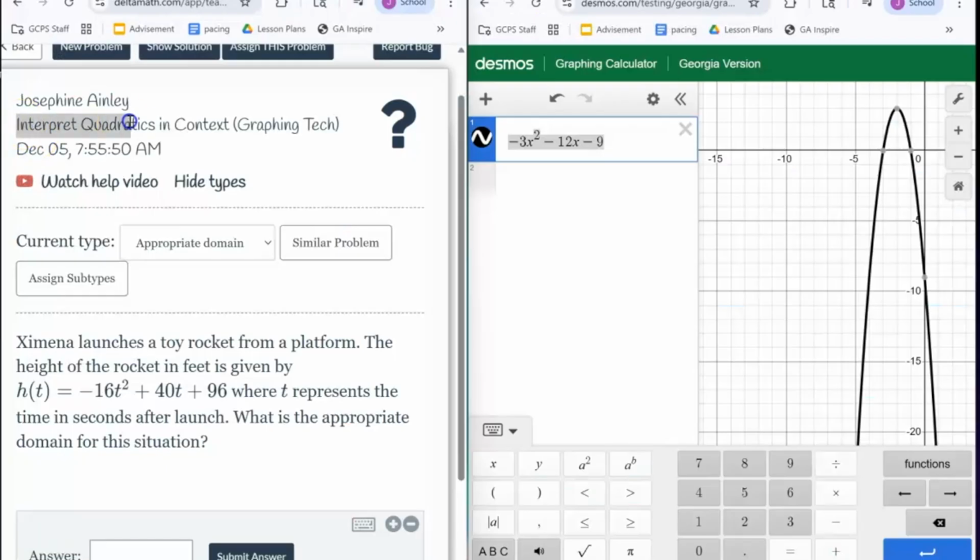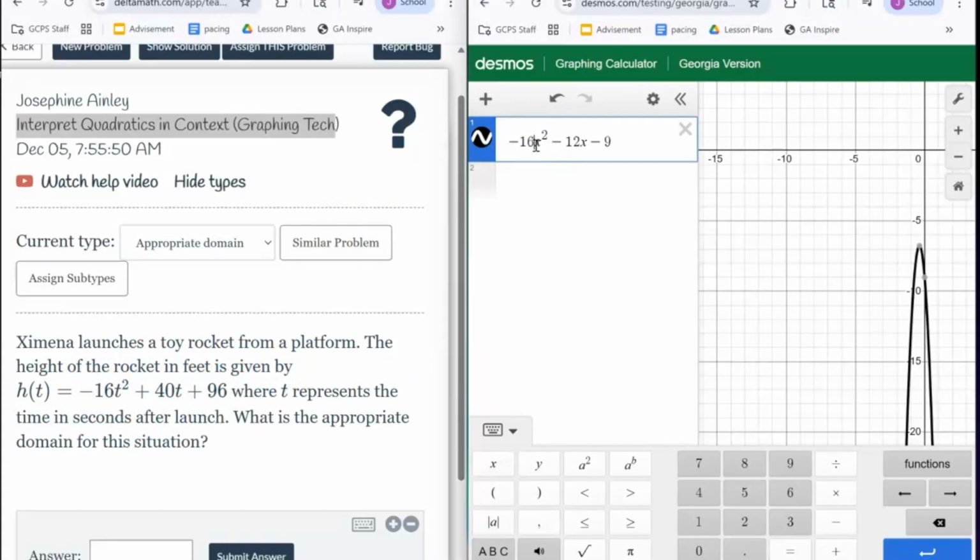All right, so now we're going to interpret quadratics again. This time, instead of looking at the vertex, we're going to look at appropriate domain. Okay, so it's real context domain. So Eximena, I don't know how to say that, launches a toy rocket from a platform, so that's something that's going to go up and come back down. The height of the rocket is given by this, so let's go ahead and type that in. Remember, does T ever show up? I don't know if T shows up. I'm going to type in T squared, plus 40T, and then plus 96.